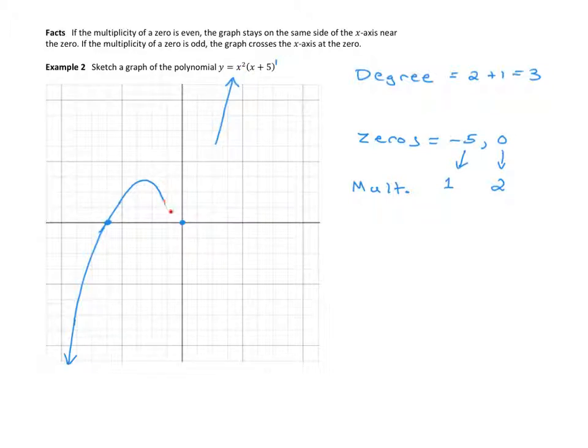That means it's going to look like the graph of x squared, meaning it stays on the same side. So I go down to this point, it looks like the graph of x squared and connects up here. So here's the process to getting a graph of a polynomial. Identify the degree, the zeros, and their multiplicities. Plot the zeros, write down what the degree tells you about the ends of the graph, and then connect one side of the graph to the other by using the multiplicities.